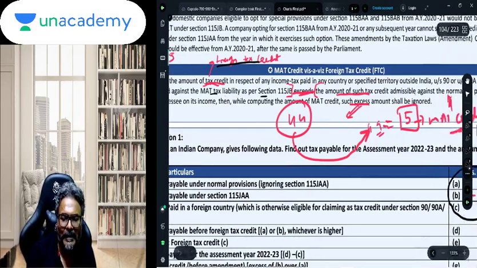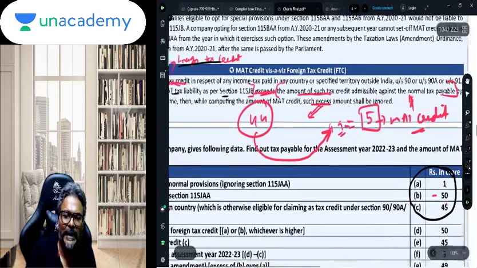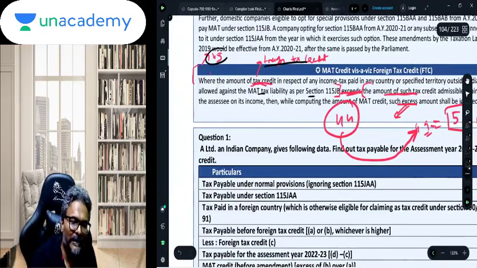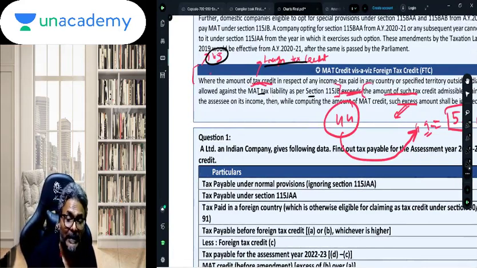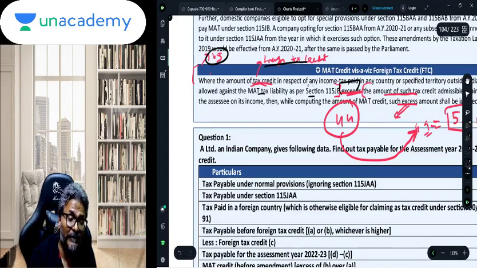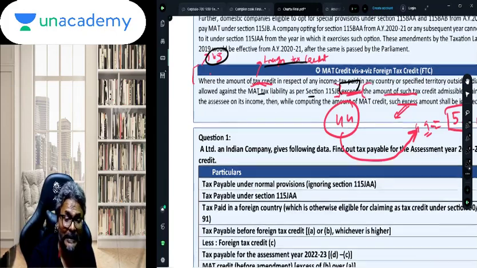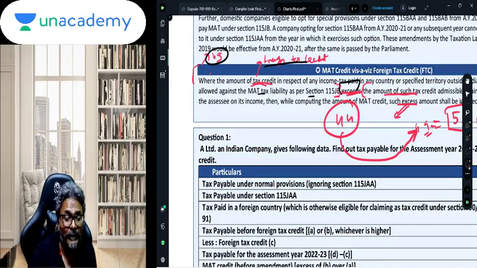Your MAT liability is 50. So the entire 45 can be adjusted. The entire 45 of the foreign tax can be adjusted against the MAT liability. If 45 is the foreign tax which can be allowed against the MAT liability, therefore this is 45 rupees.